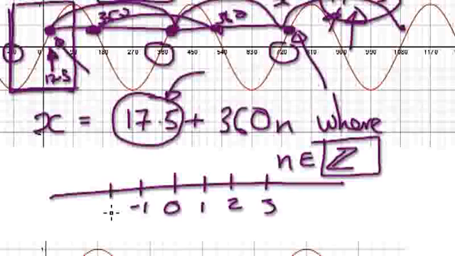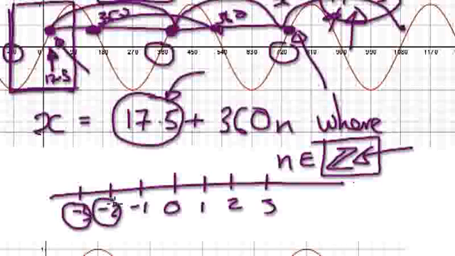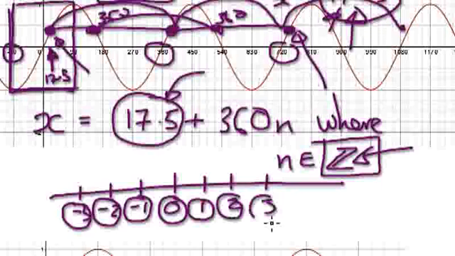And then you've got your -1, -2, -3 here. All these whole numbers, including the negatives, belong to this Z here. This Z is a symbol for all the integers. These are all integers, the negative and positive whole numbers.